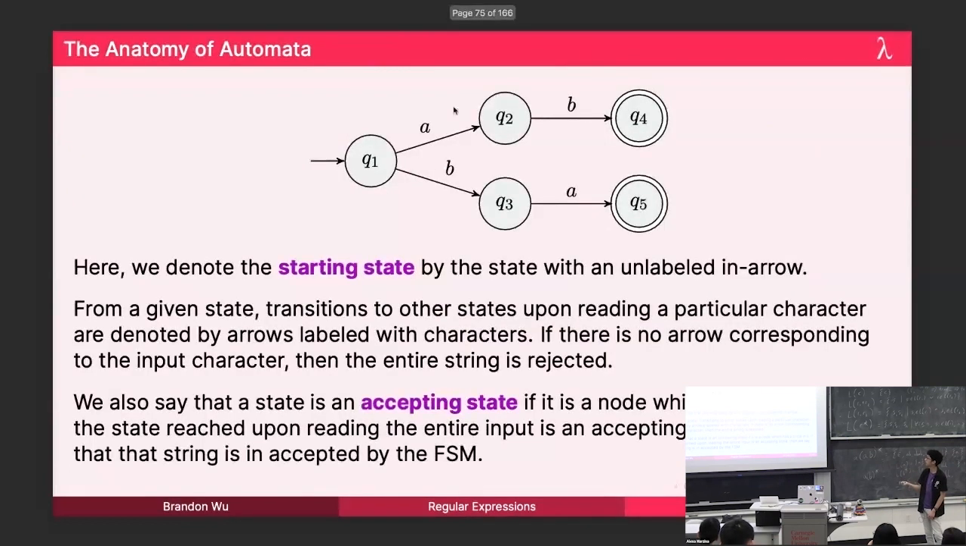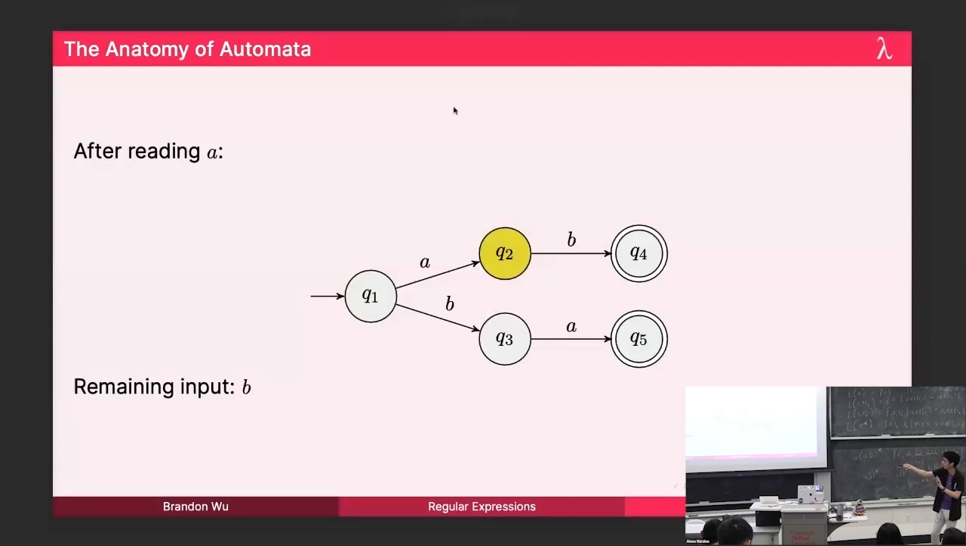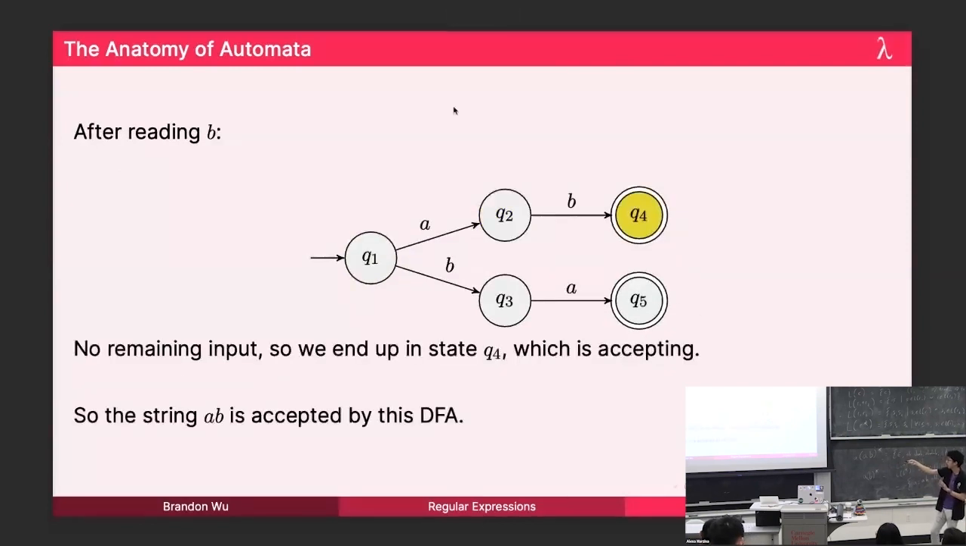So I'm just going to run you through the example real fast, which is that if I wanted to put AB into this, I start here, and my remaining input is just the string AB. I haven't read anything yet. Then I give it A, so I go here, and now I have B left. Now I read B, so I go here, and I'm out of input. So now I end up here. This is my final destination, so I accept. That means that AB is in the language of this machine.